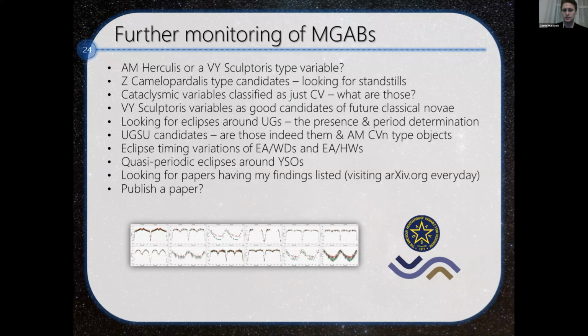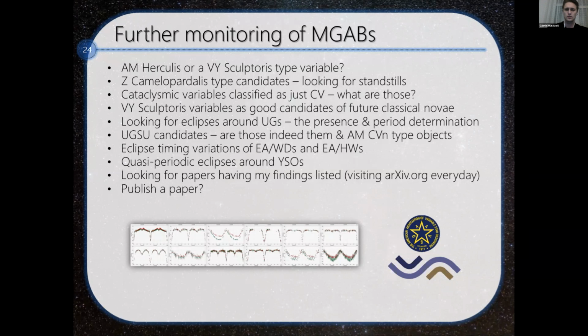Eclipse timing variations, it's what I have explained before. Quasi-periodic eclipses around young stellar objects. It's like that binary showing complex eclipses just before this slide.